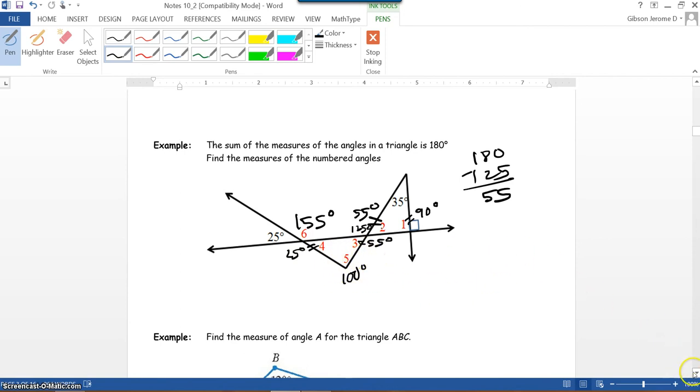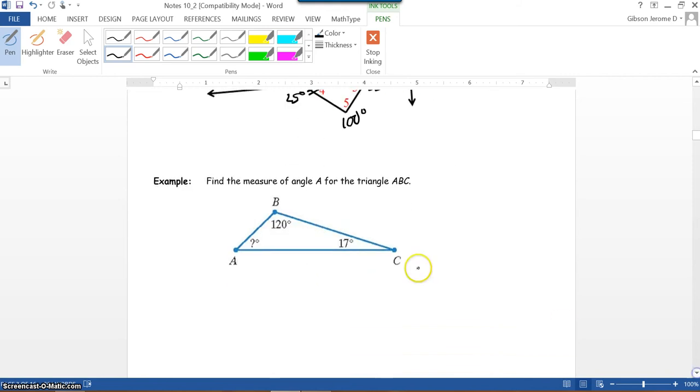So we scroll down here. It says find the measure of angle A for the triangle ABC. Now we have two of the angles here. Now remember, it still must equal 180. So we have 180 minus 120 and 17 is 137. So that will leave us 43. So angle A is equal to 43 degrees.